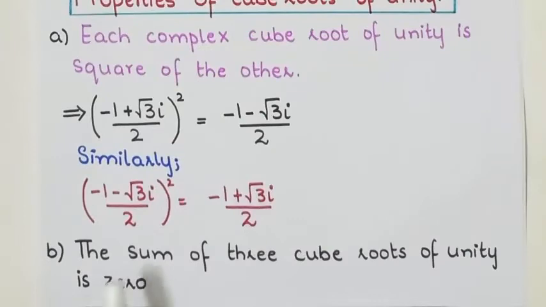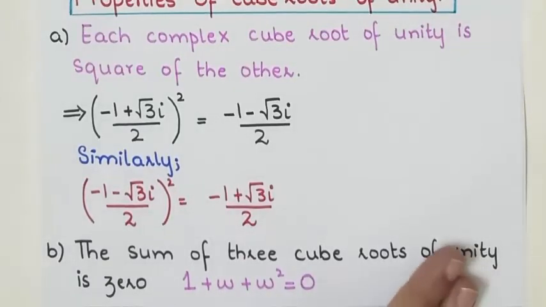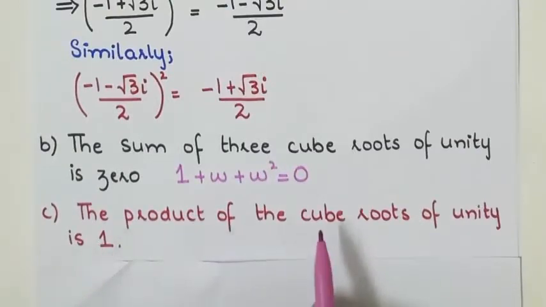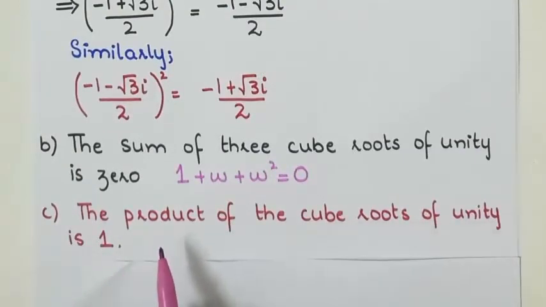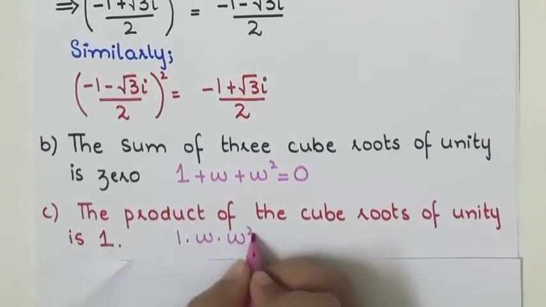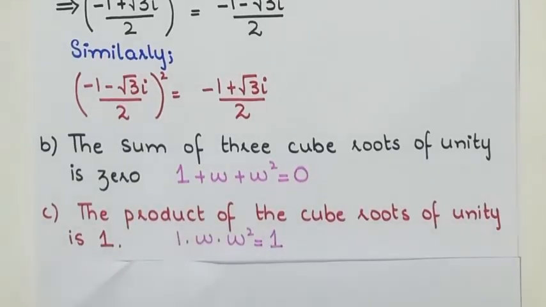Next one we have is that the sum of the 3 cube roots of unity is 0. So it means 1 plus omega plus omega square is equal to 0. This is a very important result. Third one is that the product of the cube roots of unity is 1. We have 1, omega and omega square as the cube roots of unity and their product is equal to 1.